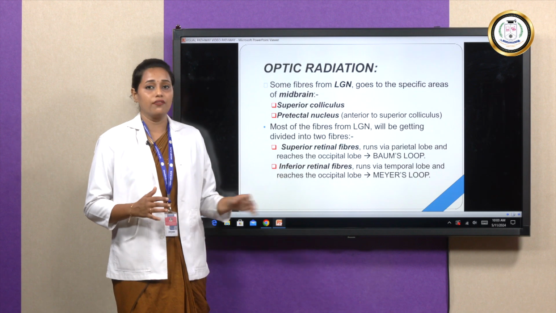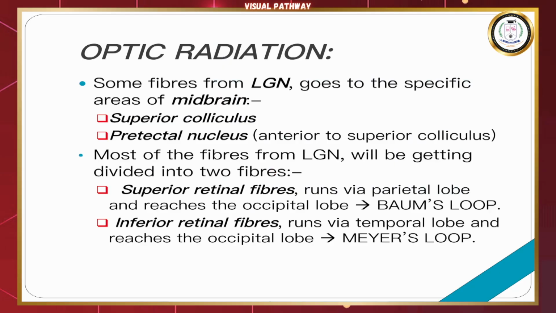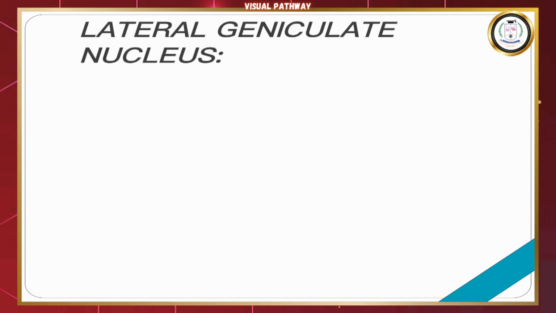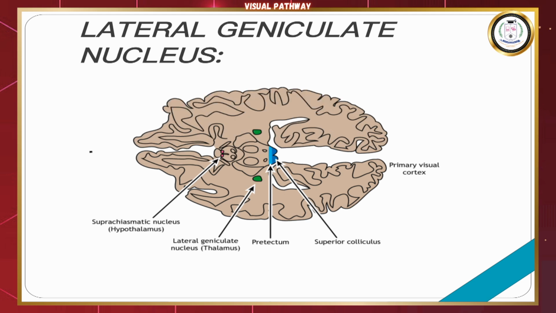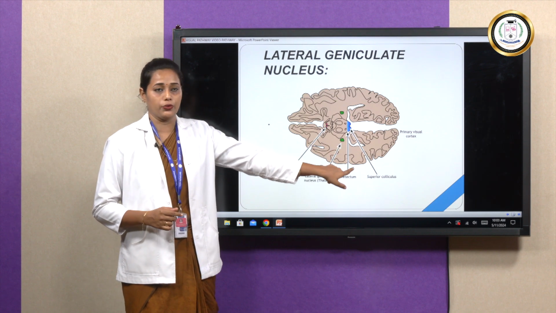And next we have the inferior retinal fibers. This fiber will be running via the temporal lobe and reaches the occipital lobe. So now we have the image of the lateral geniculate nucleus. You can see here the superior colliculus is present. Anterior to it we have the pretectal nucleus.